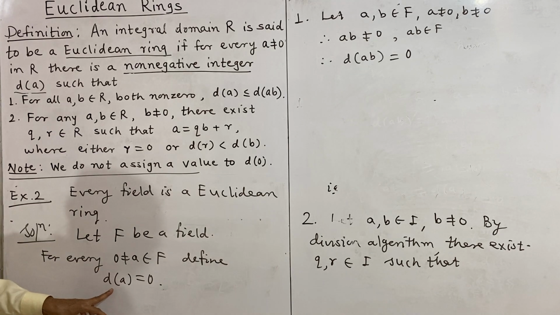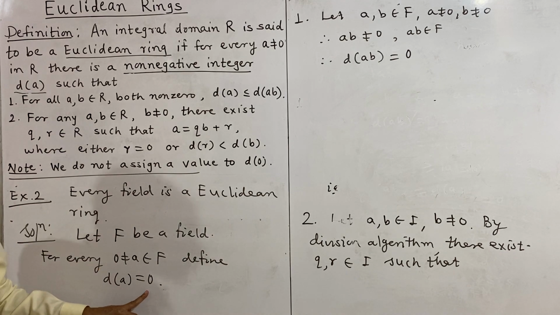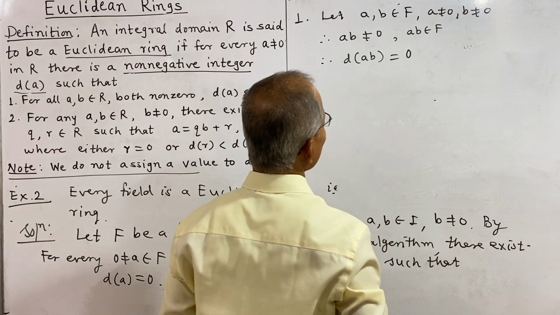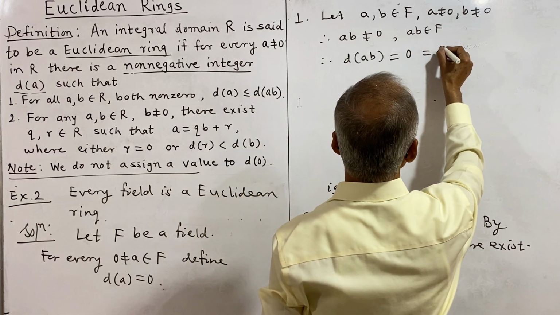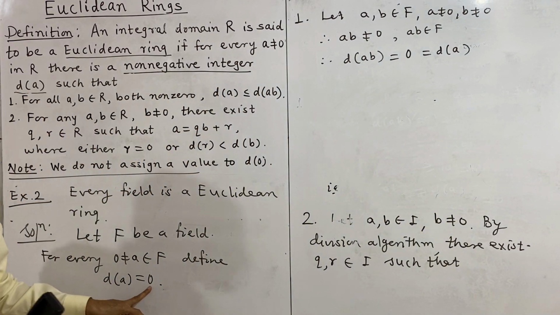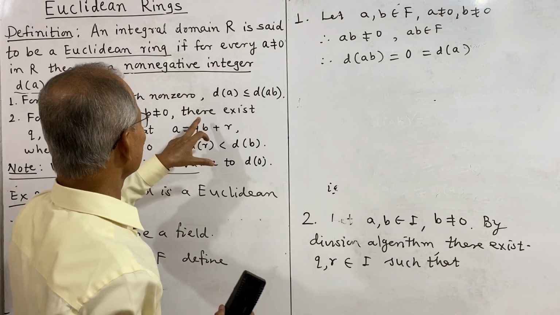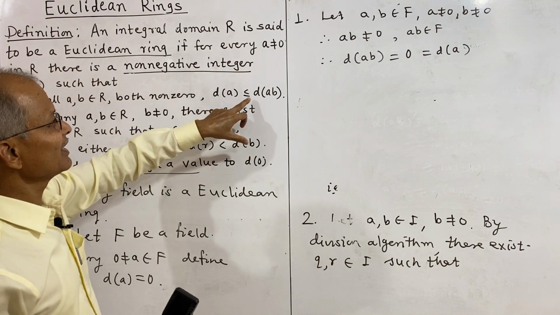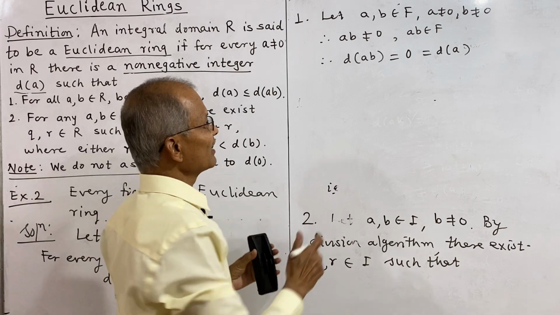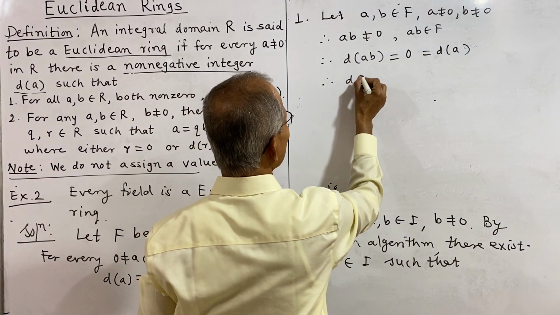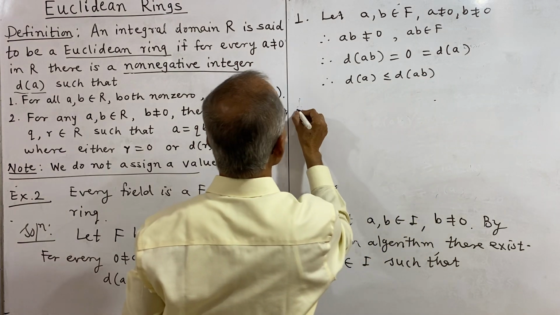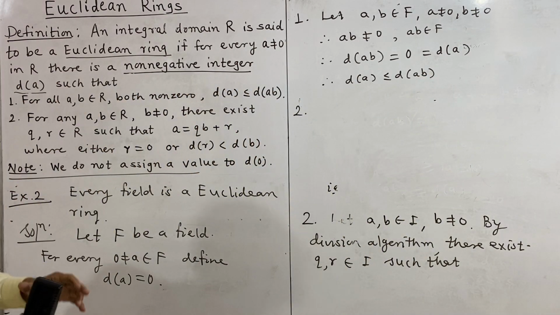So we have defined the d value of every non-zero element as 0, and d of ab is equal to 0, which can be written as d of a, because d of a is 0, and thus the first condition is satisfied. d of a is either equal to d of ab or less than. Here it is equal, and therefore d of a is less than or equal to d of ab is satisfied. Now what about the second?